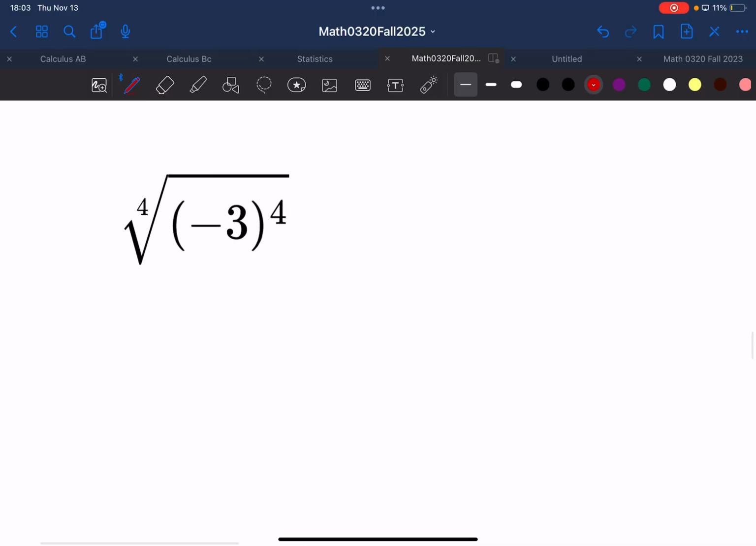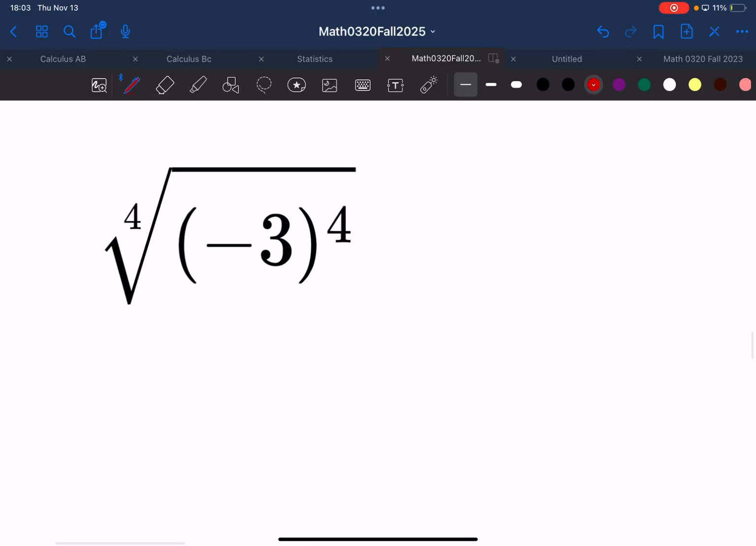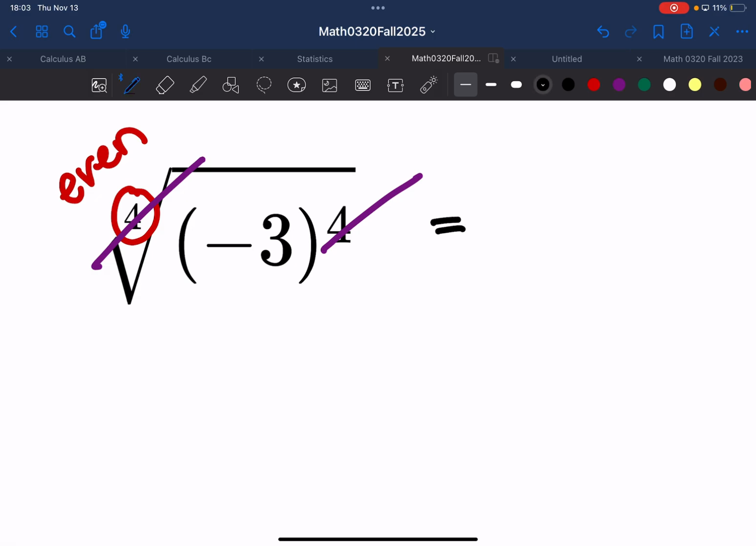So in this first example, we're first going to look at this and we're going to say, is it even or odd? Even. So that means I'm going to cross these out and make sure I write my answer inside absolute value. Good. So what's the absolute value of -3? 3. That's my answer.